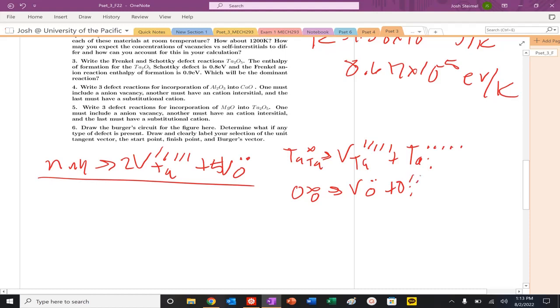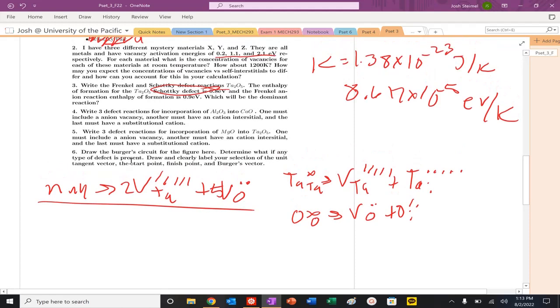All right. The enthalpy of formation is 0.8. The Frenkel is this, which will be the dominant reaction. Schottky has a lower activation energy, more of those reactions as we just saw previously. Hence the point of that last problem.